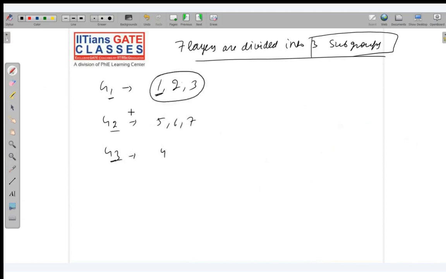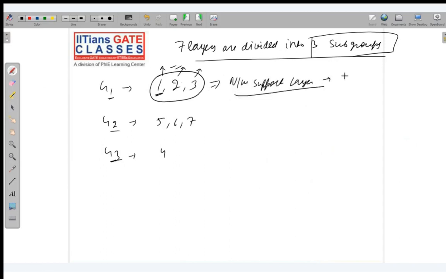Why? Because layers 1, 2, 3 are dealing with physical aspects of moving data from one device to another. How data will transfer from one device to another, or physically how data is transferred, is taken care of by layers 1, 2, 3. So these are known as the network support layers. Layer 1 is physical, layer 2 is data link, layer 3 is network layer. These three layers mainly deal with physical aspects of moving data from one device to another, so they are known as the network support layers.